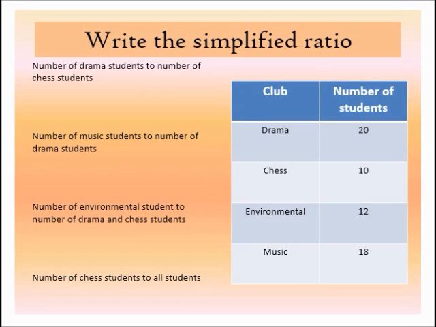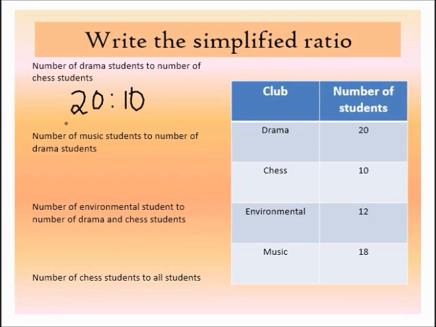Here is a problem that comes straight from your text. We have a chart here, and there's 4 different clubs. There's a drama, chess, environmental, and music club, and it also charts the number of students in each one of those clubs. We are asked to write ratios comparing different numbers. So we want the number of drama students to the number of chess students. Well, we're going to put drama first and then the number of chess students. So it would be 20 to 10. How many drama students? There are 20. How many chess students? There are 10.